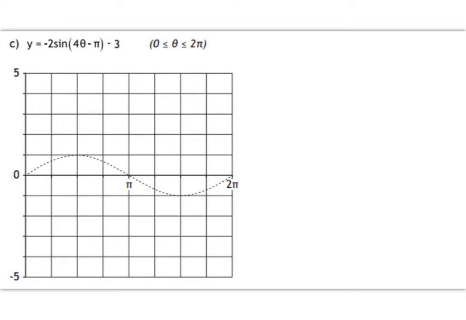All right, looking at our next one, we're going to do the same thing. My midline is going to be at -3. So 1, 2, 3. My amplitude is going to be 2. So I'm going to go 2 up from there and 2 down from there.